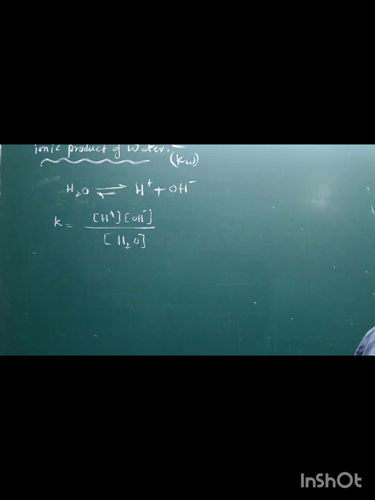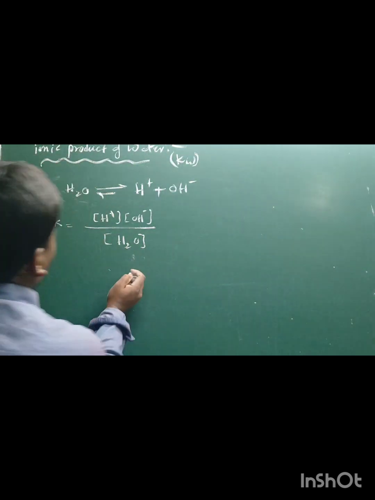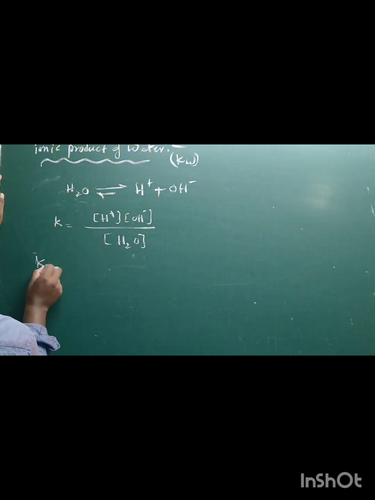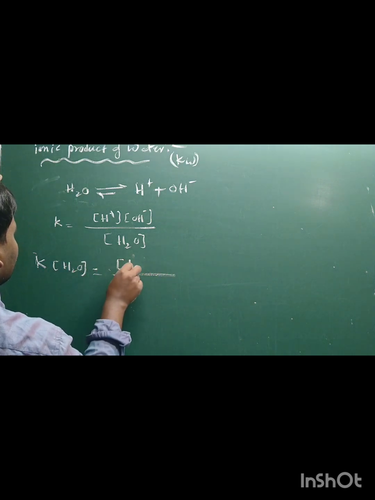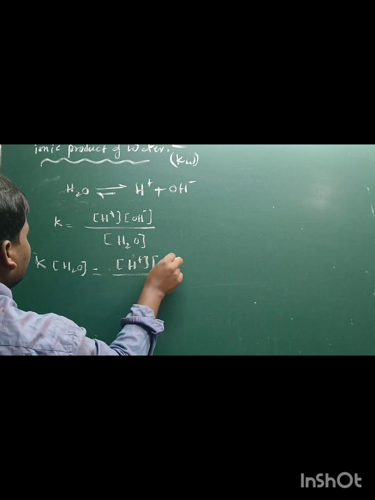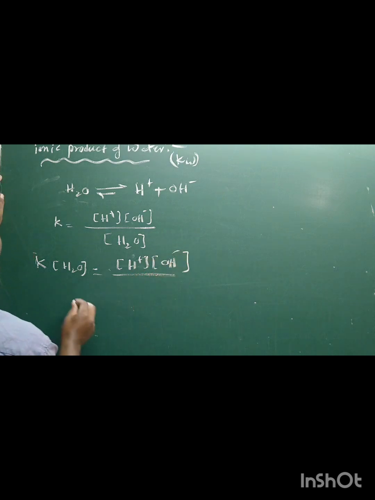By applying the law of mass action, K is equal to the concentration of H plus times the concentration of OH minus divided by the concentration of H2O. Here you can observe that the dissociation of water takes place to a small extent. The concentration of undissociated molecules is constant, so transposing, K times the concentration of H2O is equal to the concentration of H plus times the concentration of OH minus. This term is a constant for water, called Kw.